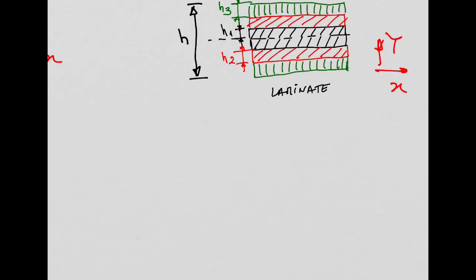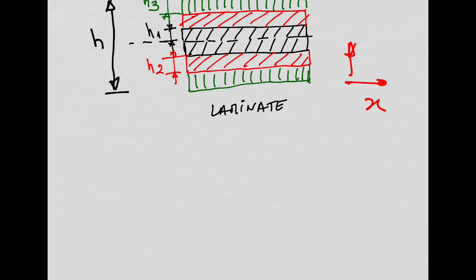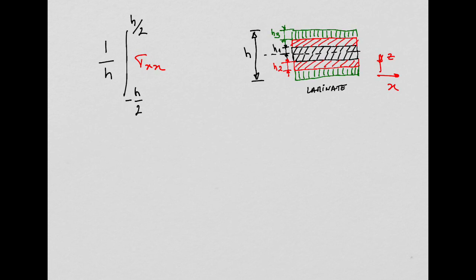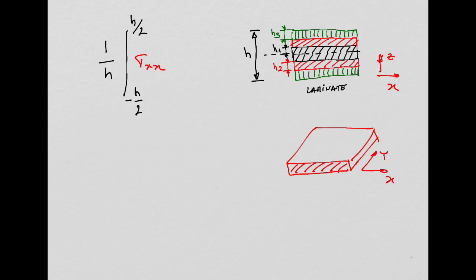This axis here is not right. This is not the y direction. This is the thickness direction, so this should be z instead of y. For example, if I look at the red ply, this is going to be my x, y, and then z in the thickness direction.